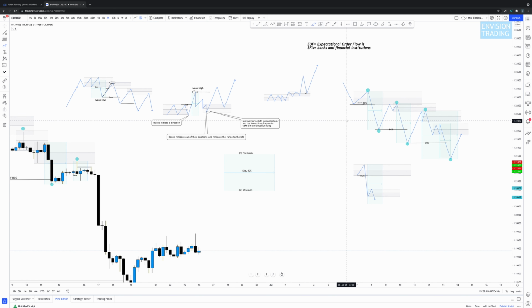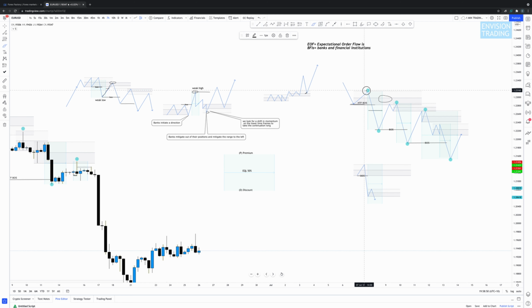A good way of looking at it is if we're expecting something to be cheaper, we might go to a shop on a certain day because it's going to be a better price on that day. So banks are just trying to get a better price and they need to mitigate out of their positions. They're selling to buy back up. Once they initiate direction down, we don't want to sell in the bottom half. So this is the middle, the equilibrium, the top's premium, the bottom's discount. We only want to be selling in premium prices.